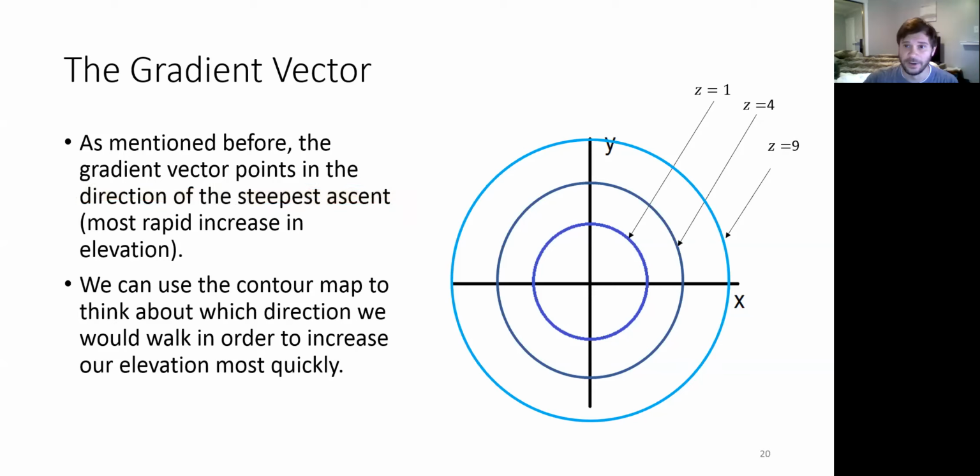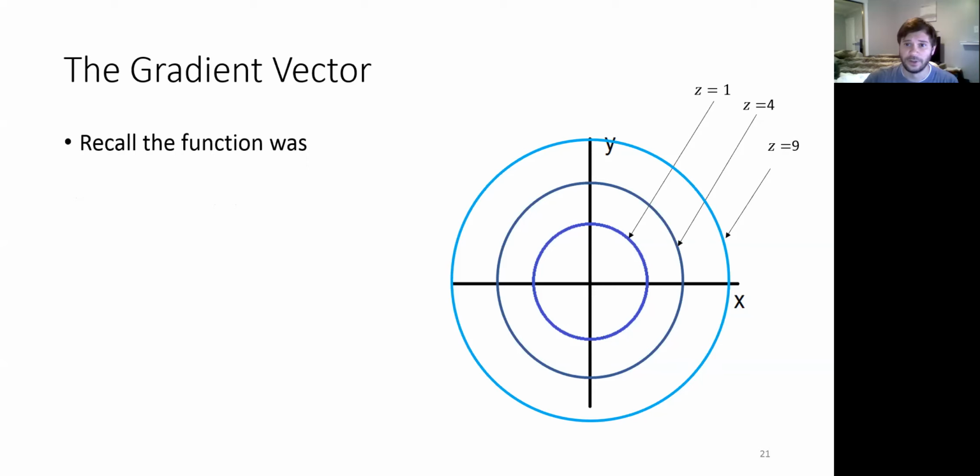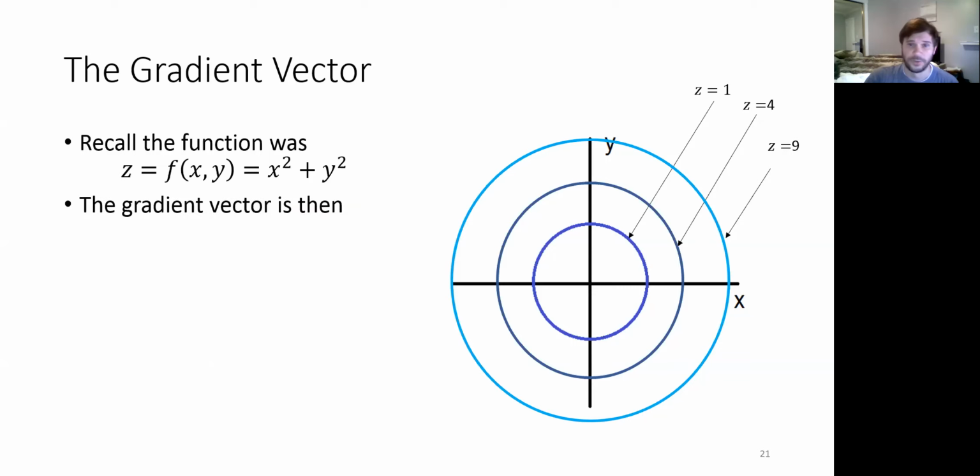So let's go ahead here and take a look at our function. We have this x squared plus y squared function. If we take the gradient vector, it is going to have 2 elements. The first element is the partial derivative with respect to x.